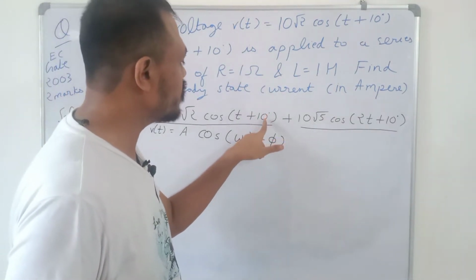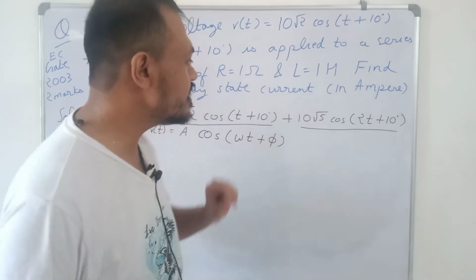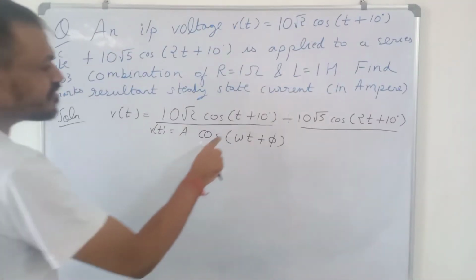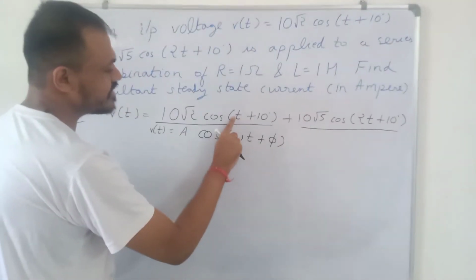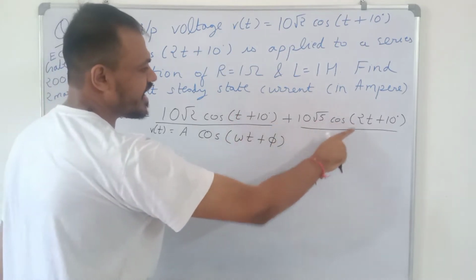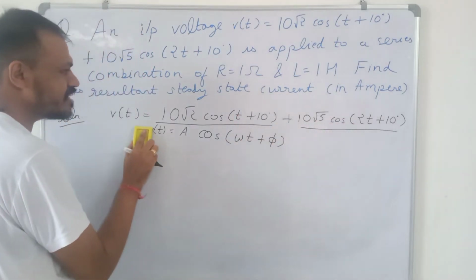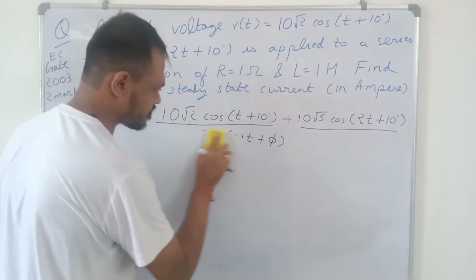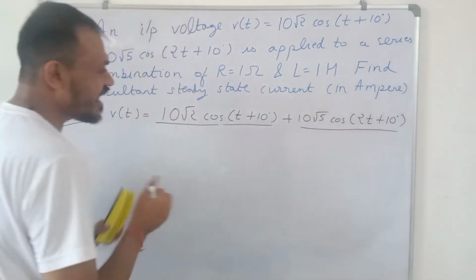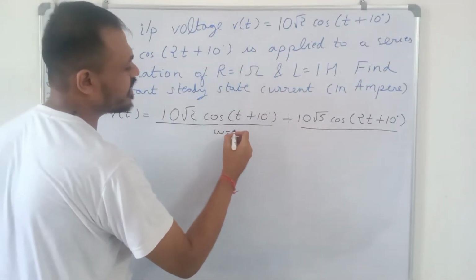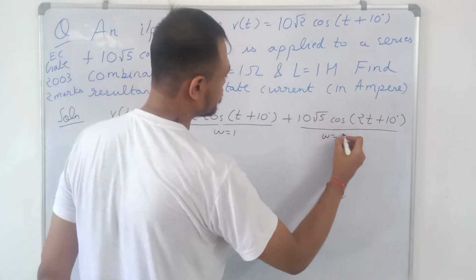Angle is same for both. For this angle is 10 degree, for this also angle is 10 degree. But frequency is different for both. For this omega is equal to 1 and for this part of voltage omega is equal to 2. So omega here is equal to 1 and omega here is equal to 2.